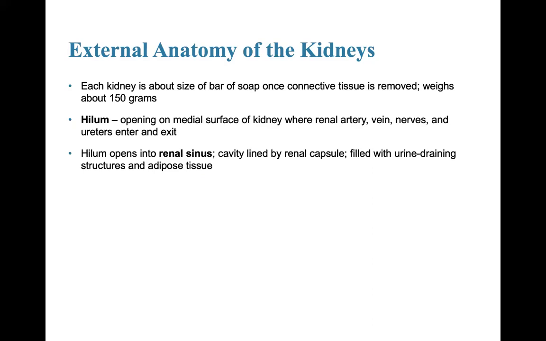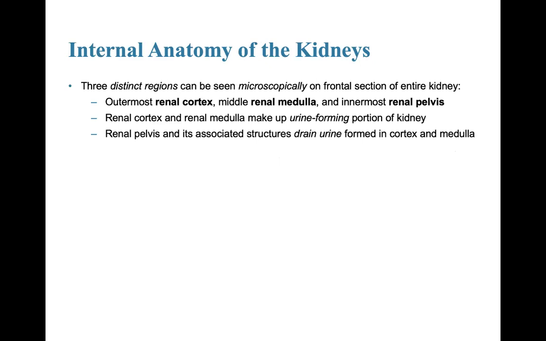The hilum opens into the renal sinus. This is a cavity that's lined by the renal capsule, filled with urine draining structures and adipose tissue. There are three distinct regions that can be seen microscopically on a frontal section of the entire kidney. You're going to have the outermost renal cortex, a middle renal medulla, and the innermost renal pelvis. The renal cortex and renal medulla make up the urine-forming portion of the kidney. The renal pelvis and its associated structures will drain urine from the cortex and the medulla.